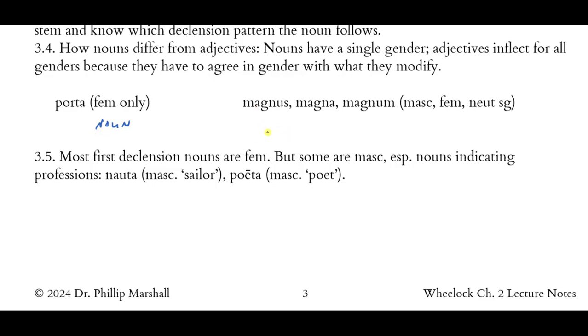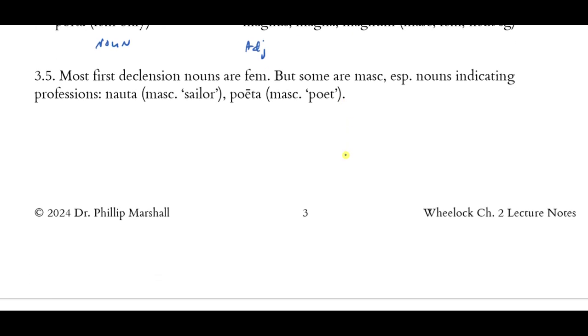Now, the second is magnus, and magnus is an adjective. And so you'll notice that we actually have three forms of the adjective magnus, meaning big, and this is the masculine, feminine, and the neuter form. Magnus, magna, magnum. All right? So adjectives are inflected for all the genders. Nouns have one gender. So you'll learn the gender of nouns as you come to them.